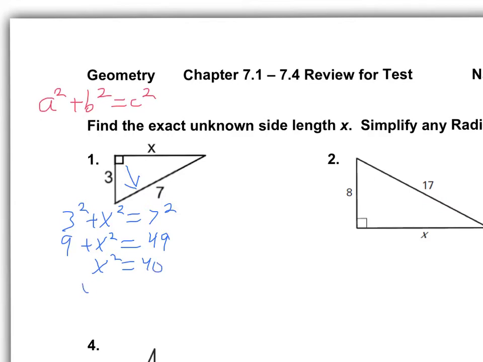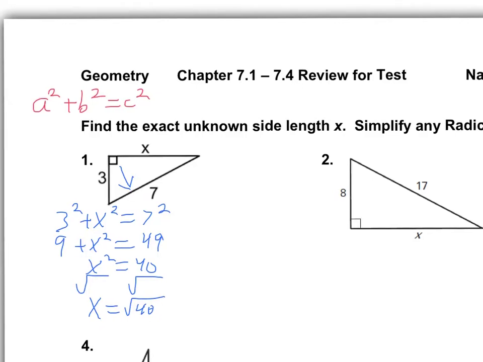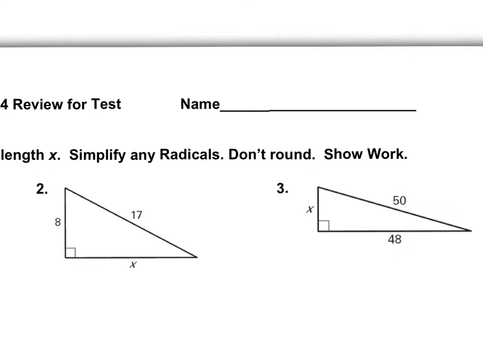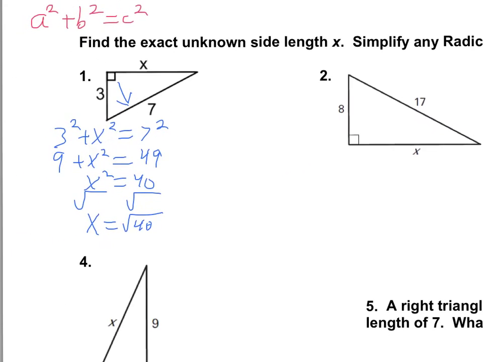And then we're going to take the square root of each side. We really don't want plus or minus. We only want the positive value, so just square root of 40, not plus or minus square root of 40. And then here, what we stressed a lot in this chapter was find the exact unknown side. Simplify any radicals, don't round, show work. So I need to simplify square root of 40.